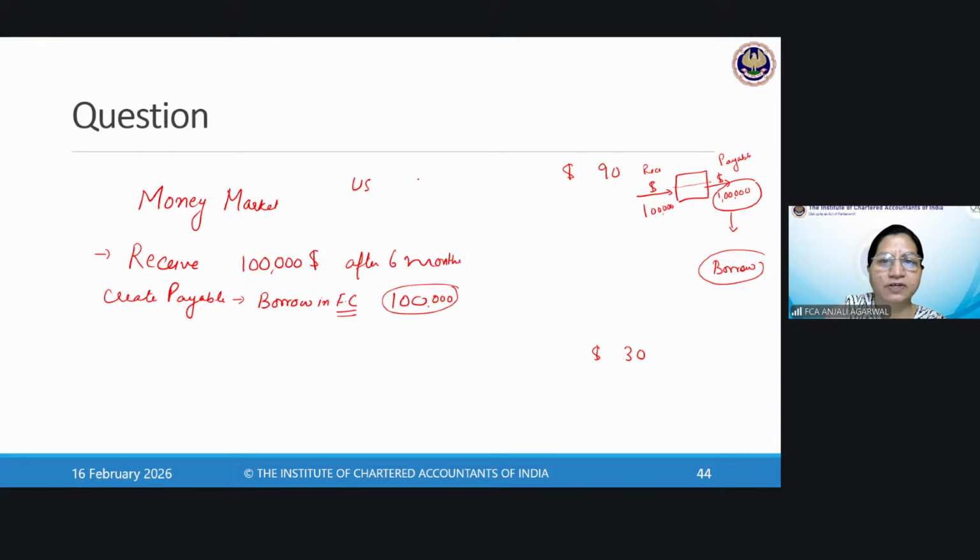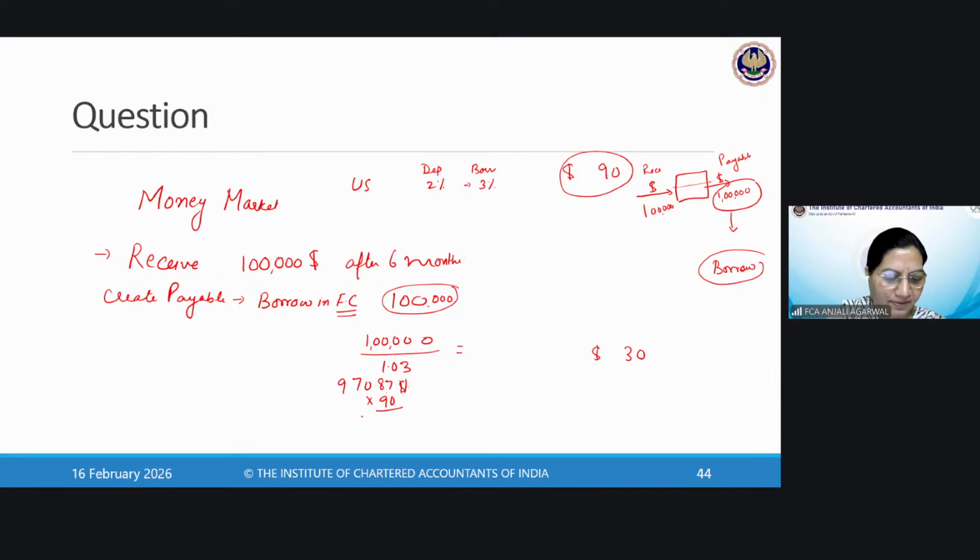So what is the US rate of interest for deposit? Let's say 2%, for borrowing 3%. So why should I borrow 100,000? 100,000 is what I have to pay with interest. So today I will borrow the present value of 100,000. Okay? Got it? So 100,000 divided by 1.03. I will borrow only $97,087. Now I can convert it into rupee at the current spot rate.